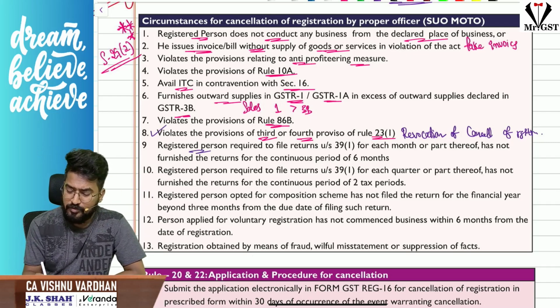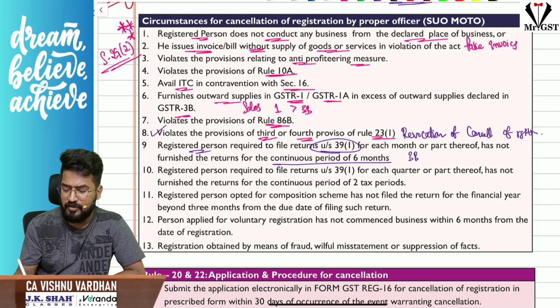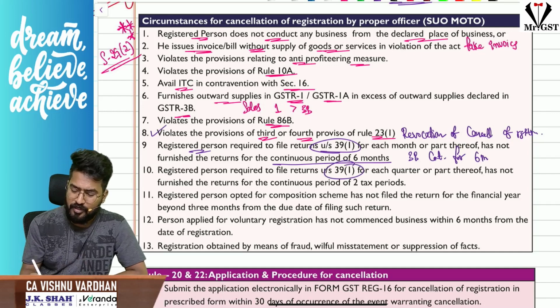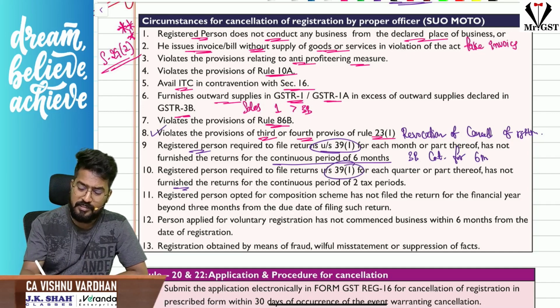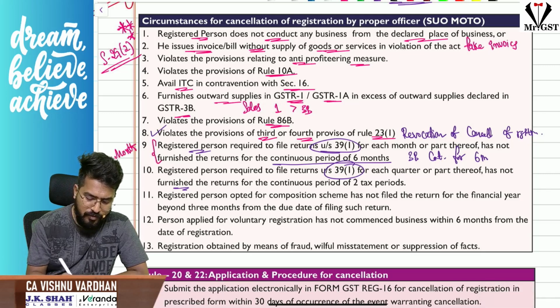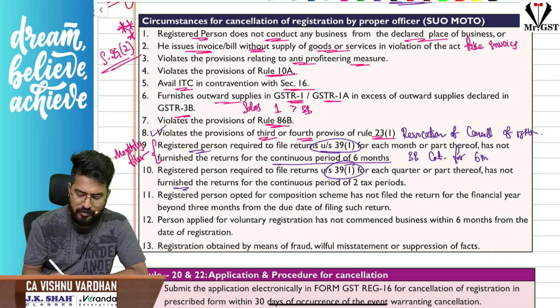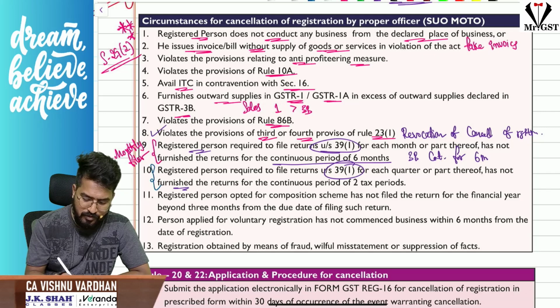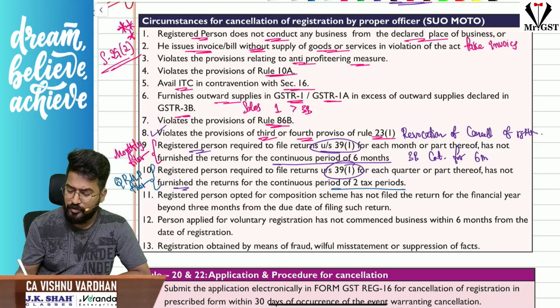Next, a registered person who is required to file GSTR-3B under section 39, that is nothing but 3B, continuously for 6 months. So GSTR-3B continuously for 6 months you did not file. Or 3B when you are supposed to file on a quarterly basis. That means in this case, sir, you are a monthly filer, and in this case you are a quarterly filer, that is the QRMP scheme follower. You are a QRMP filer. You have not filed GSTR-3B continuously for 2 quarters.